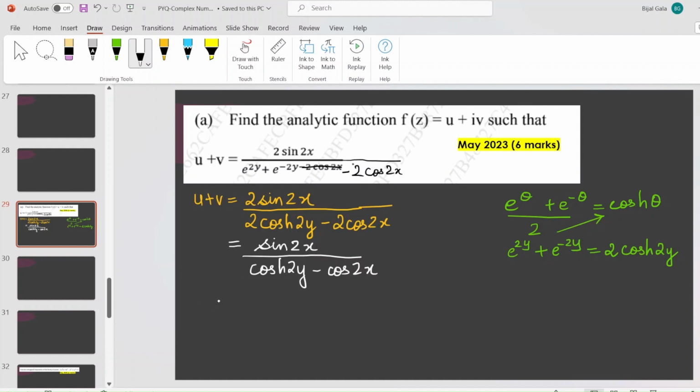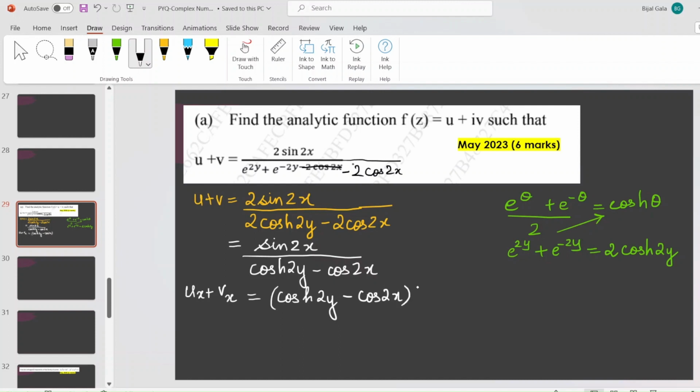Now, once we have u plus v, as usual, we'll be going to the Cauchy-Riemann equations, and for that I require partial derivatives. So I'll start with ux and vx. Basically I'm differentiating partially LHS and RHS with respect to x. We'll apply the u by v rule, so v remains the same.